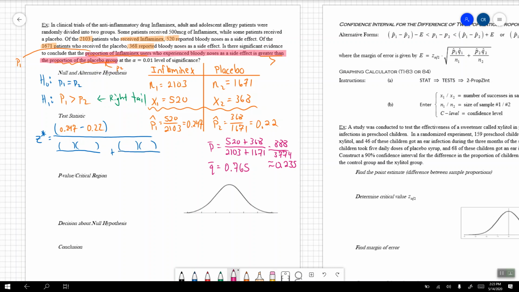Alright, so here we go. The first one's going to be 0.235 multiplied by 0.765. Same thing here, 0.235 multiplied by 0.765. And then we're going to divide by the sample sizes respectively, so 2103 and then 1671. And then we take the square root of that. Exactly like that. There we are. So here we have it, where we are able to calculate this test statistic. Now, in order to get the full calculation here, I'm going to go to the TI and input this exactly as I see it.